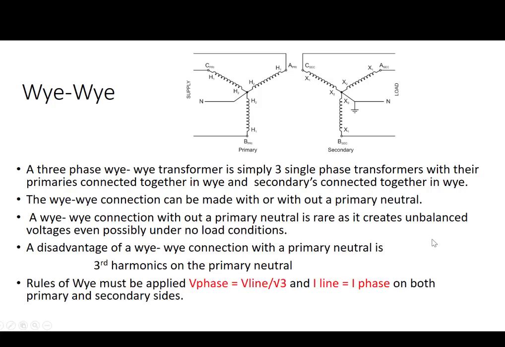The rest of what they talk about on this page is just a bit of information out of the module. One of the important things to remember is almost all three-phase transformer connections will have a primary neutral, and one disadvantage of this YY connection with a primary neutral is third harmonics, which are really extra currents that can build up on the neutral and heat the neutral more. Also, we want to remember the rules of Y systems are applied to both the primary and secondary sides of this connection.